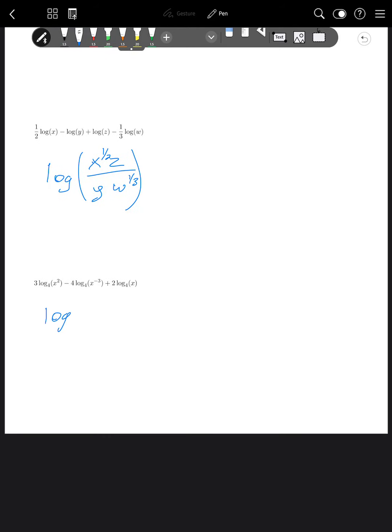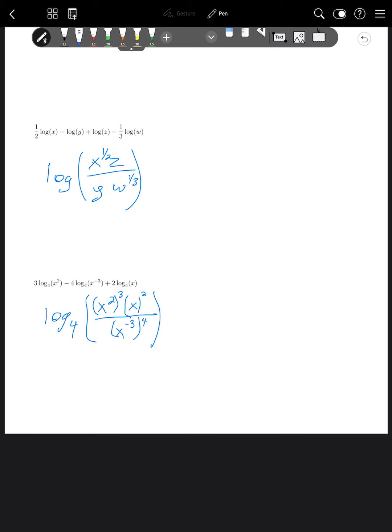And then the last one, we've got log of 4. And then x squared is in a positive log, so it'll go on top. X to the negative third is in a negative logarithm, so it'll go in the bottom. And x has a positive log, so it'll go on the top. And then we need to raise these to some exponents. So x squared has a 3 out in front, so to the third power. X has a 2 out in front, so to the second power. And x to the negative third has a 4 out in front, so we'll put that in the exponent.